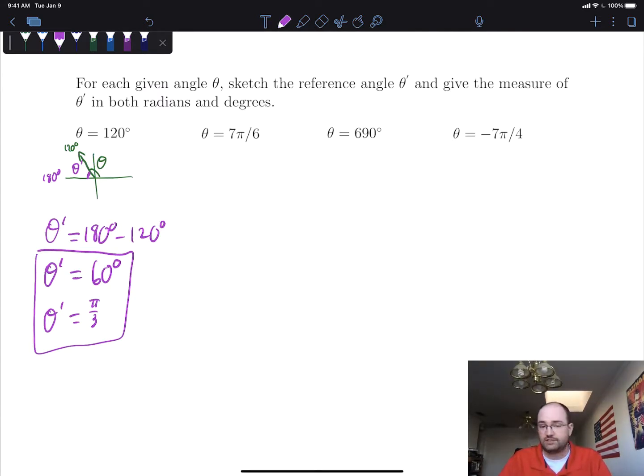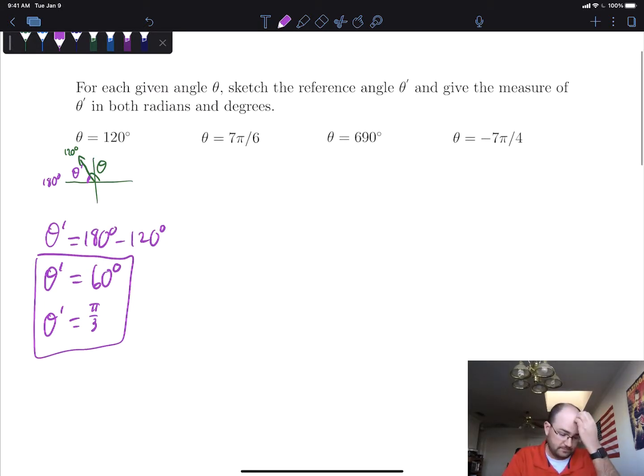Let's go on to the next one, 7 pi over 6. Alrighty. So here, 7 pi over 6 is going to look something like that right there. Now, that would be theta. And we have to be very careful, we're not going this direction. We don't always go in the clockwise direction. We always just want to go to the direction of the x-axis. So right there will be theta prime.